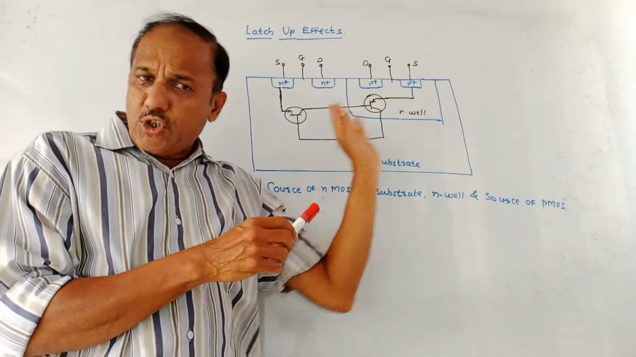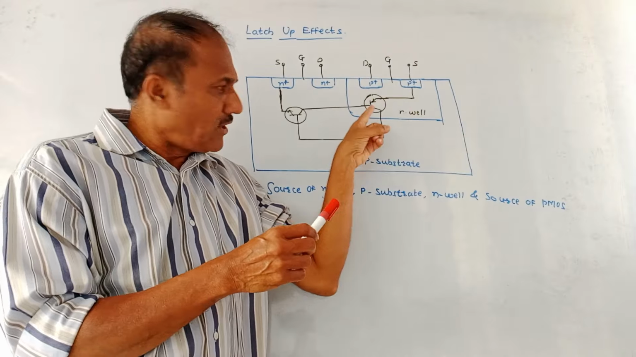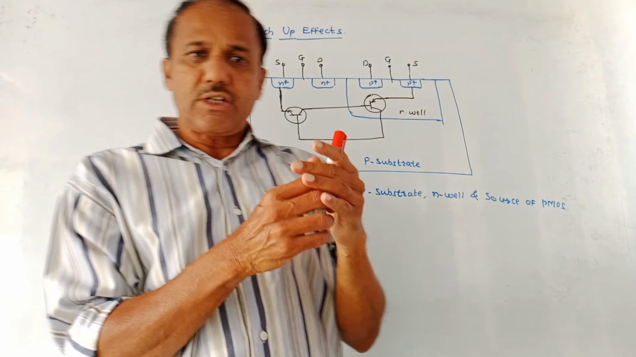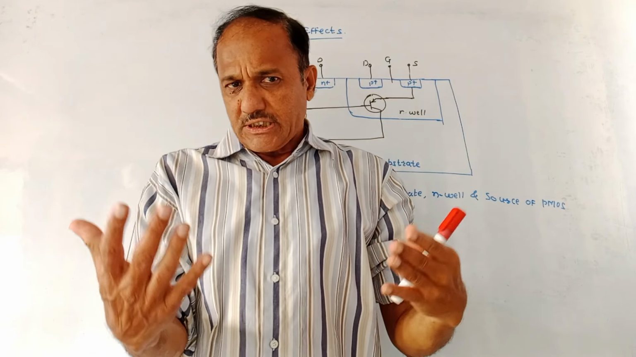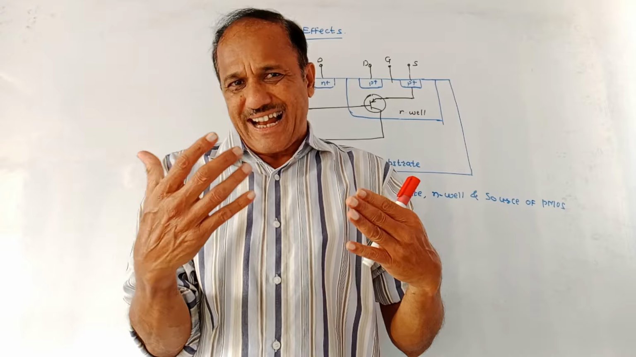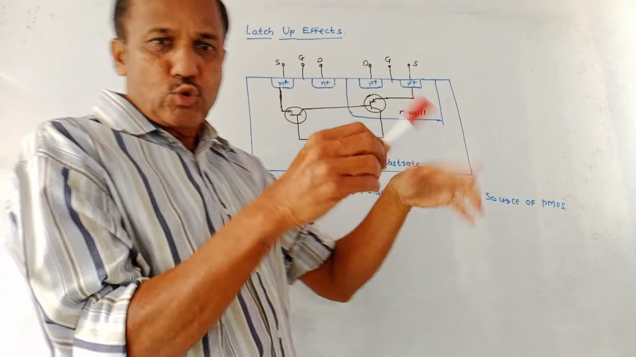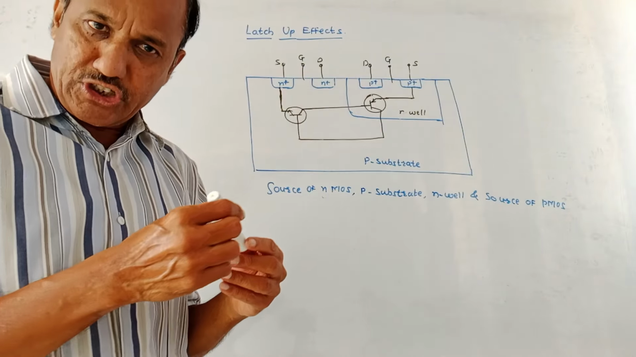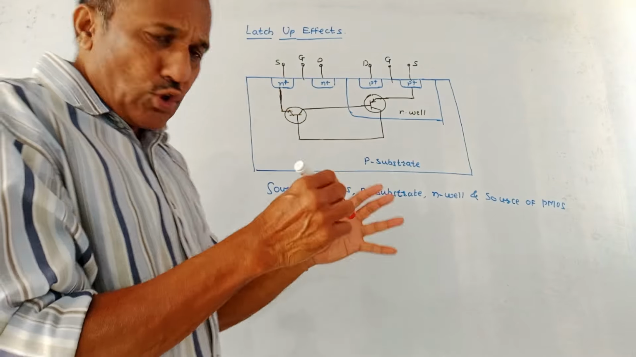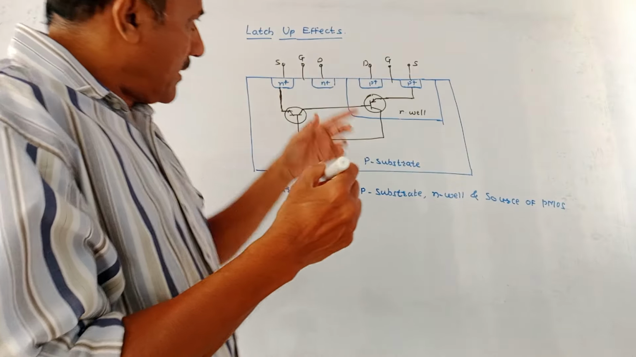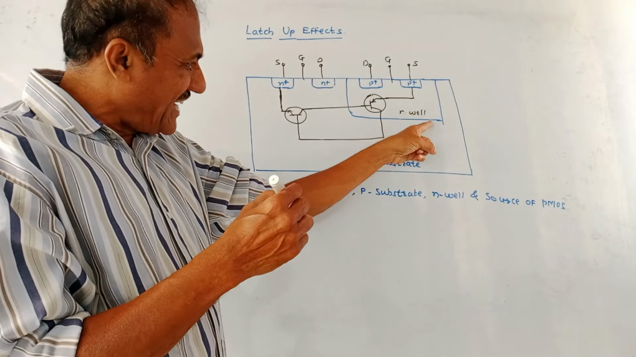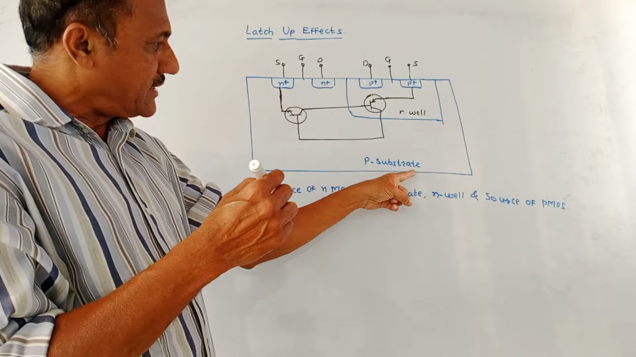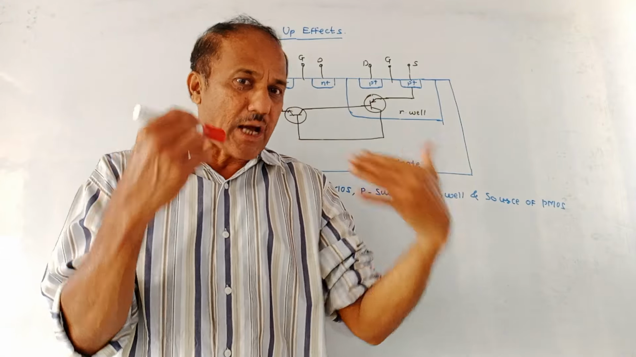The output of NMOS is connected to the base terminal of PMOS transistor. So if NMOS starts conducting, and if the current applied to PMOS goes on increasing, then it may damage this PMOS transistor structure. So to limit such things, there is a crucial role of this N-well structure and P-type structure. This produces certain opposition.